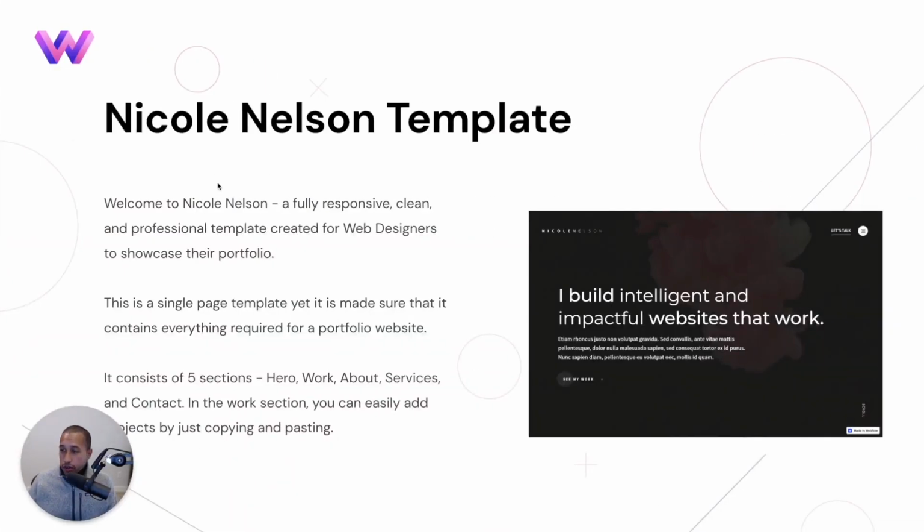So this is the Nicole Nelson template. It is a fully responsive, clean, and professional template created for web designers to showcase their portfolio. This is a single page template, yet it contains everything required for a portfolio template. It consists of 5 sections: hero, work, about, services, and contact. In the work section, you can easily add projects by just copying and pasting.